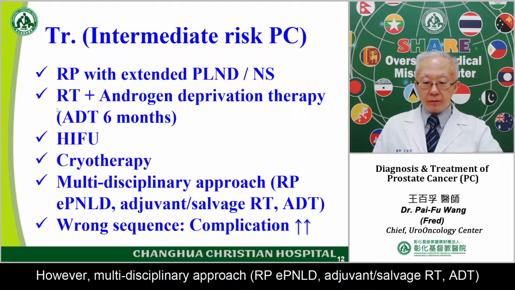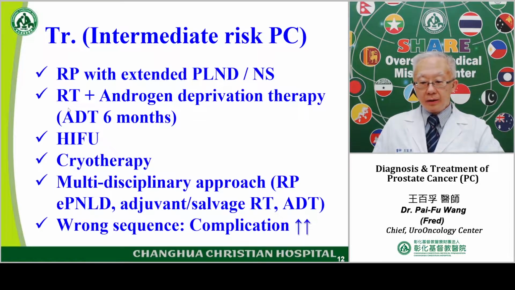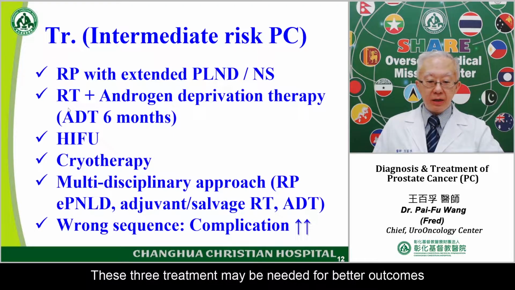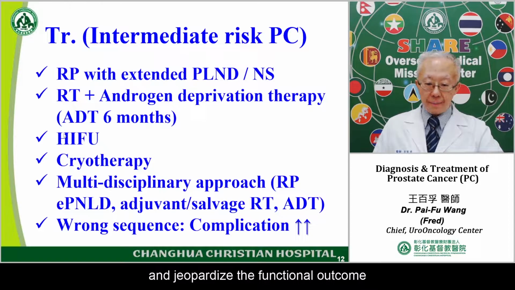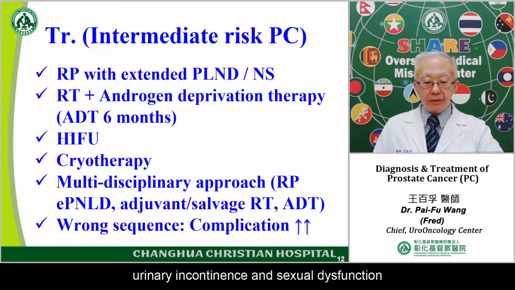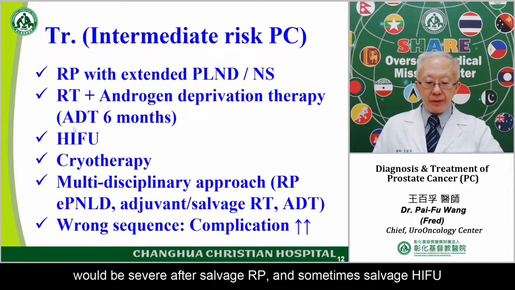However, a multidisciplinary approach, that is, radical prostatectomy with extended pelvic lymph node dissection, adjuvant or salvage radiotherapy, and androgen deprivation therapy. These 3 treatments may be needed for better outcomes, but wrong sequences will increase the complications and jeopardize the functional outcome. For example, urine incontinence and sexual dysfunction will be severe after salvage radical prostatectomy, and sometimes after salvage Pai-Fu.